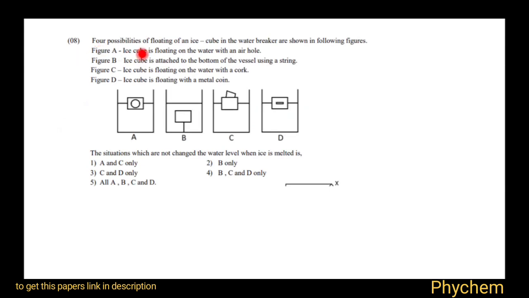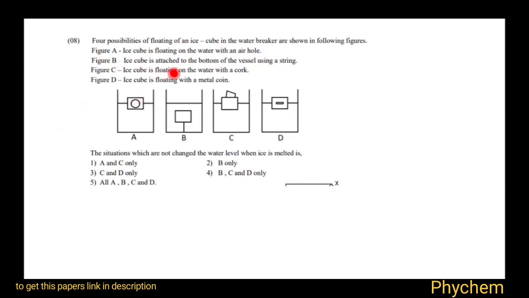8. Four possibilities of loading of an ice cube in the water beaker are shown in the following figures. Figure A, ice cube is floating on the water with an air hole. So which means there's a hole. It is not a completely solid ice cube. It has a hole inside. So which means there's less mass. Okay, you can conclude from the sentences.